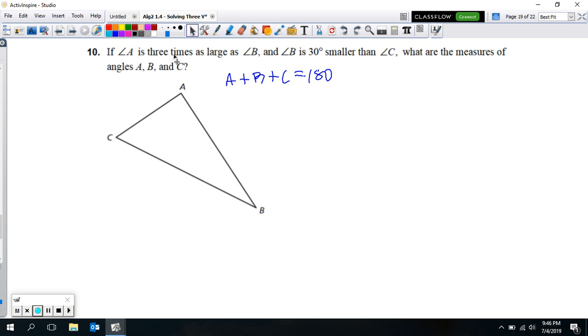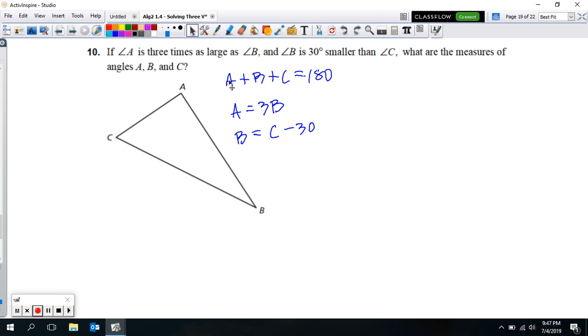And then we can do the A is 3 times as large as B. So the measure of A is 3 times what B is. So A equals 3B. And then it says here B is 30 smaller than C. So we can put down that B equals C minus 30. That's another thing we can do. So now at this point we would want to try to solve the system. There's our three equations. One way we can do that is we already know what A equals. A equals 3B right there.